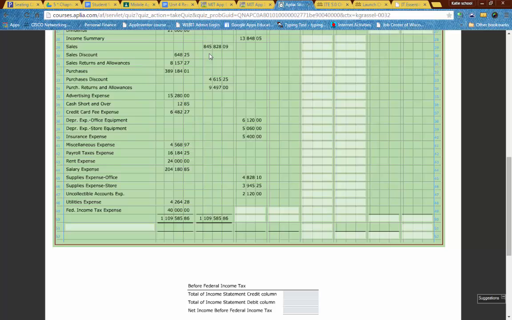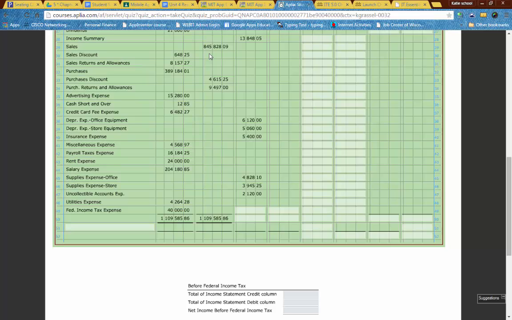Yes. So we're buying something that we're going to turn around and sell. And whoever we buy it from says, hey, you're an awesome business, we'll give you $30 off. That $30 off has to go in purchases discount. Okay, what about purchases, returns, and allowances?